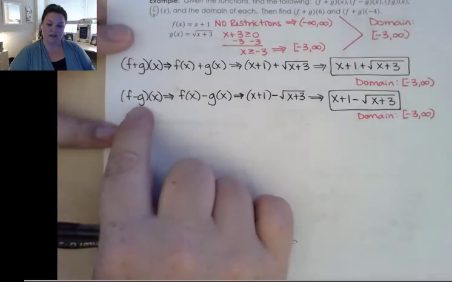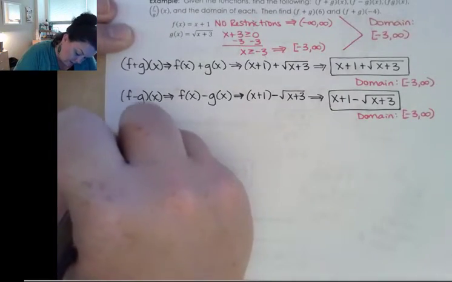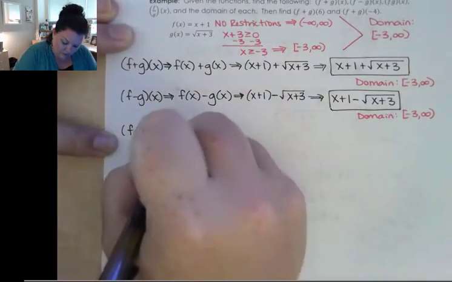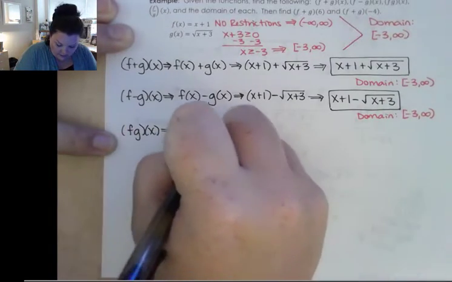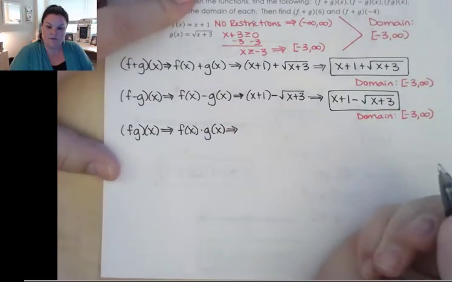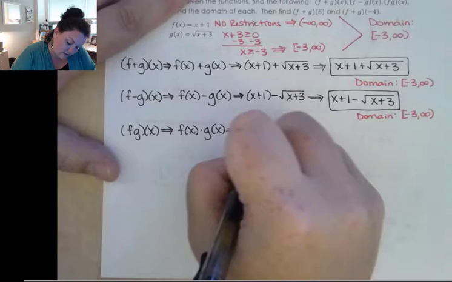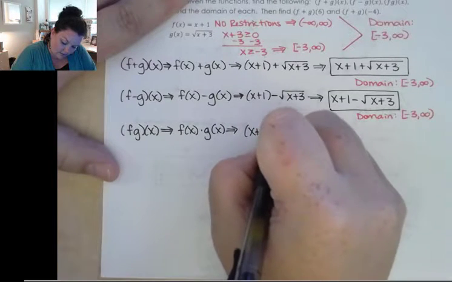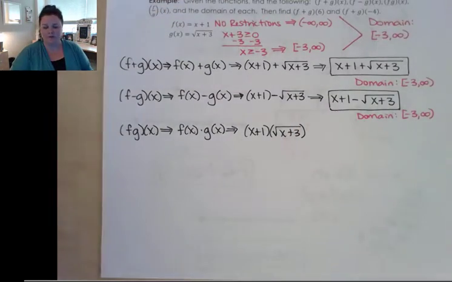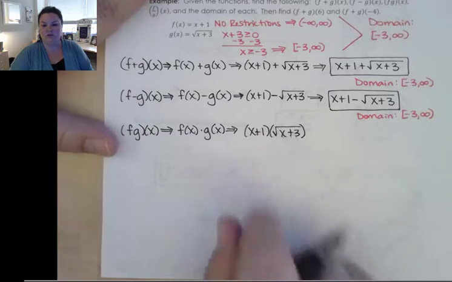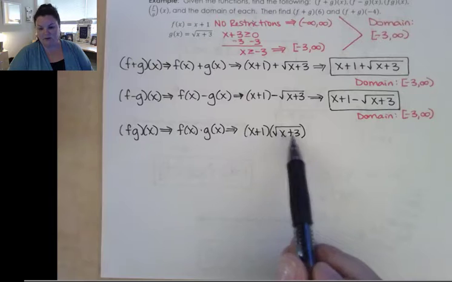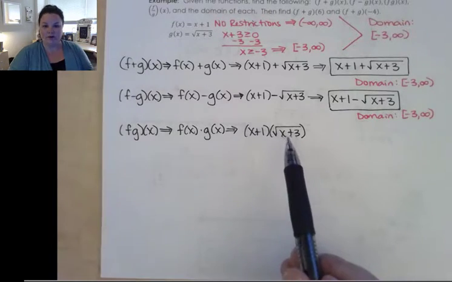Let's find our product function now. So we're going to look at f times g of x, which means that we are doing our f of x function times our g of x function. Okay? So I'm going to put those two functions in. We have x plus 1 times the square root of x plus 3. Now normally if this was a polynomial function, we would FOIL and distribute and do all that, right? But here we can't because we have a square root. We can't really distribute the square root values out from under the radical.